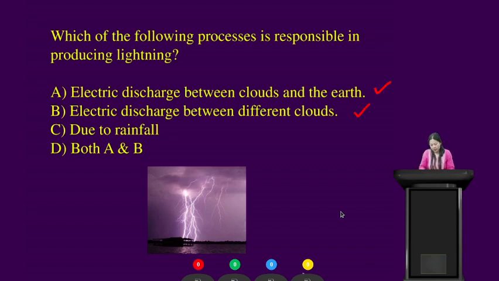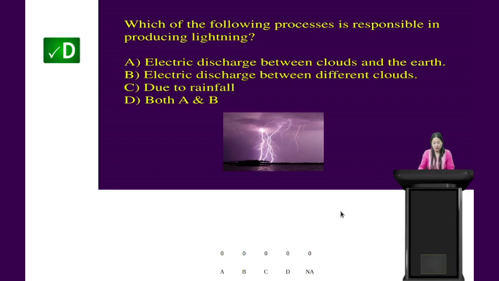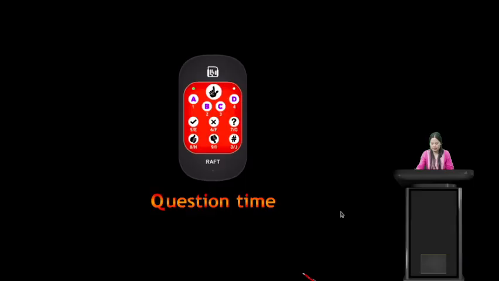So the correct answer for this question is option D, that is both A and B. Both A and B is the correct answer. So option D is the correct answer. Very good, students. Let us proceed.